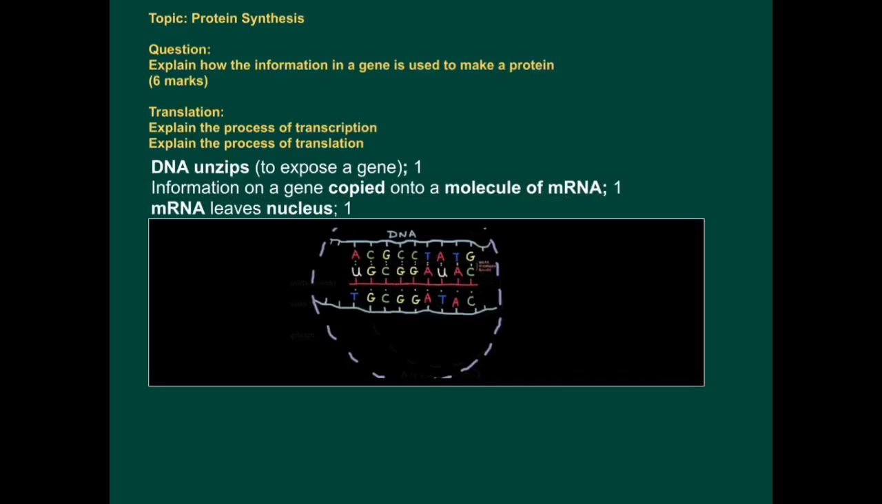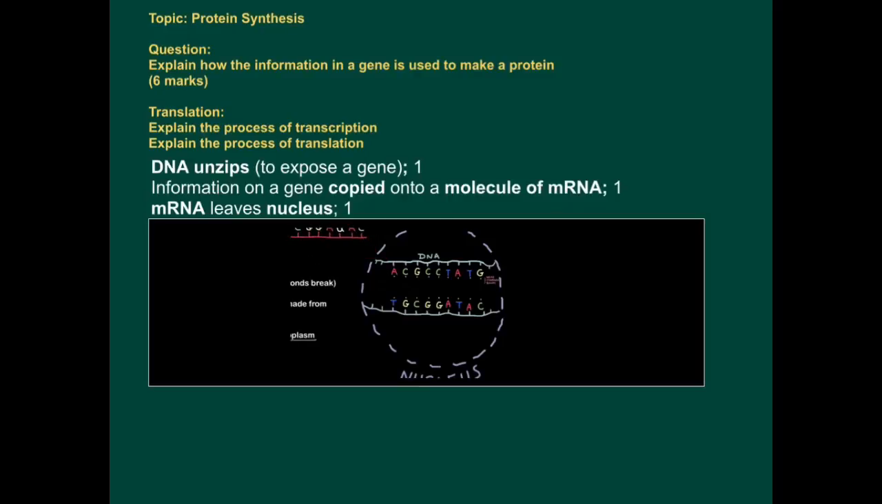The final part of transcription is simple. The mRNA leaves the nucleus. So now we can see our mRNA detach and leave the nucleus where it heads into the cytoplasm. So remember, transcription occurs in the nucleus. And now we need to describe translation, which occurs in the cytoplasm.